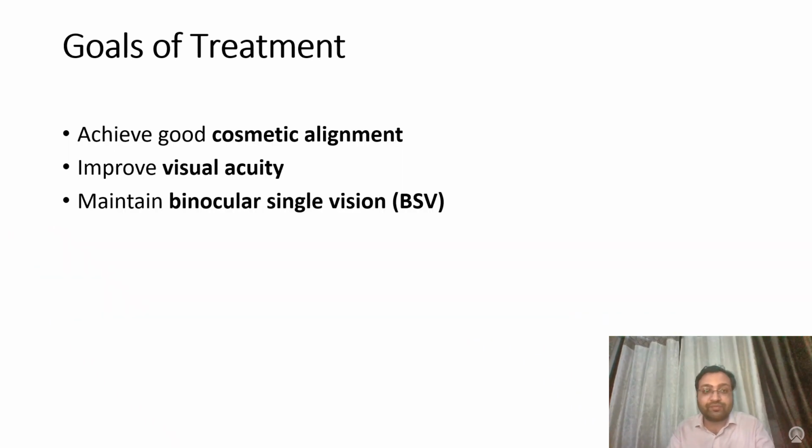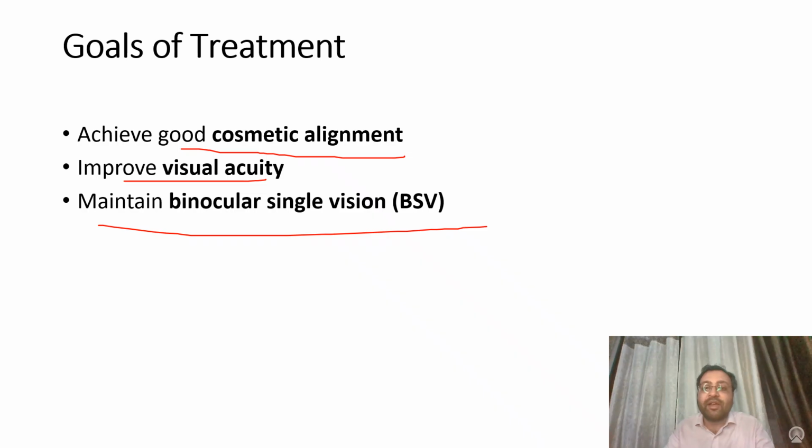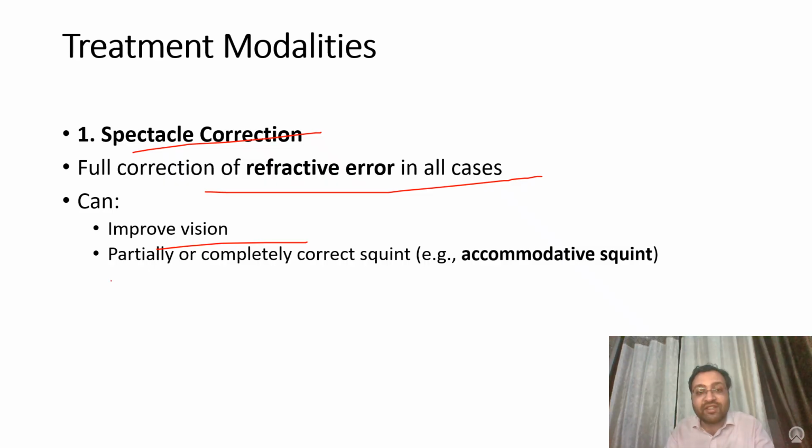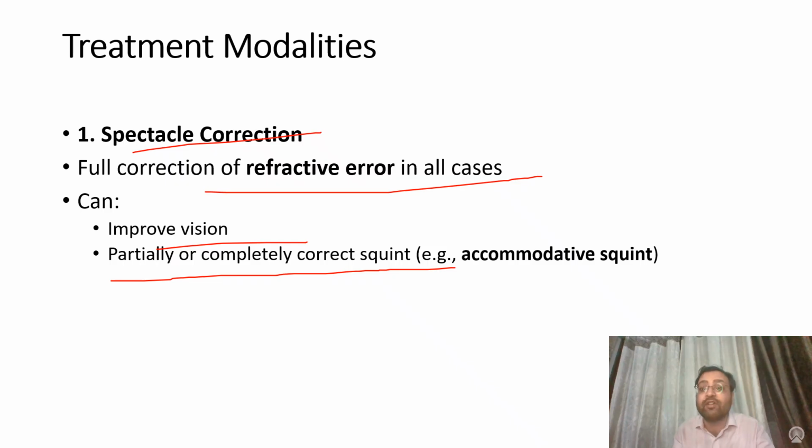All right. So what are the goals of the treatment? The goal is to achieve good cosmetic alignment, improve the visual acuity and maintain binocular single vision. What are the treatment modalities with us? Very important: in all cases of squint, we need to have spectacle correction, full correction of the refractive error, which improves the vision, or it can partially or completely correct the squint if it is an accommodative squint, especially a refractive accommodative squint.